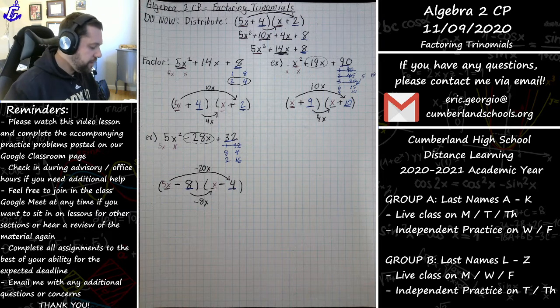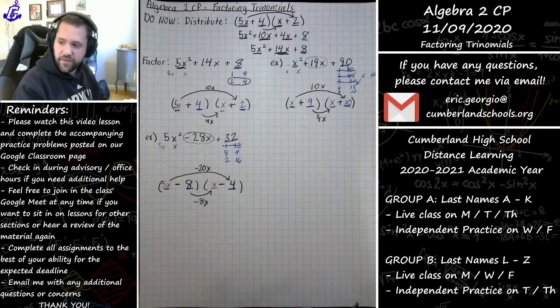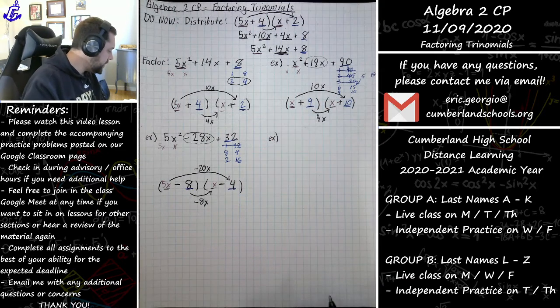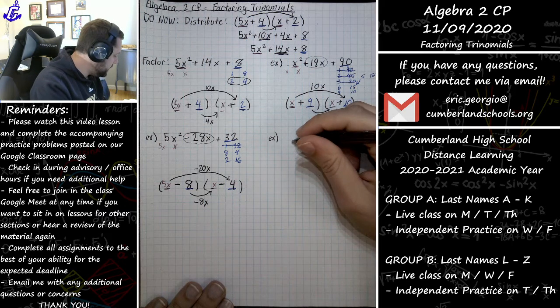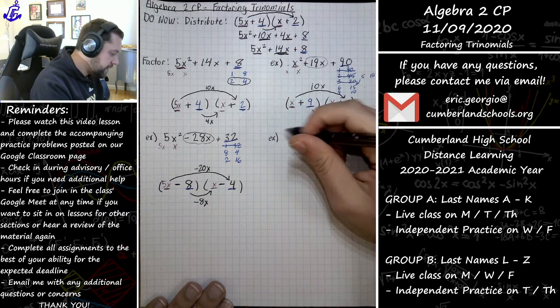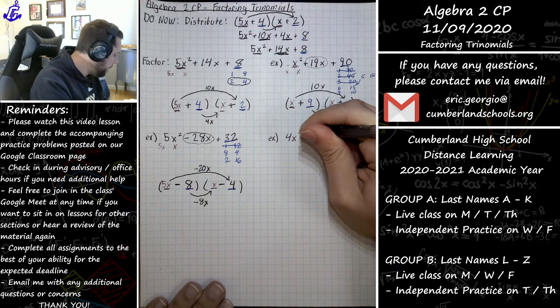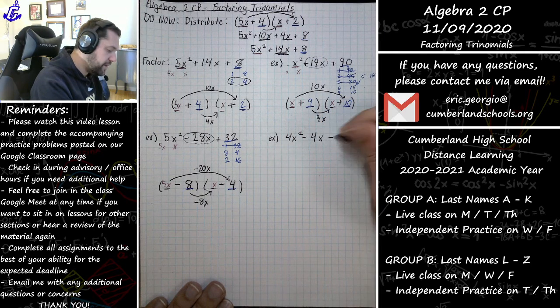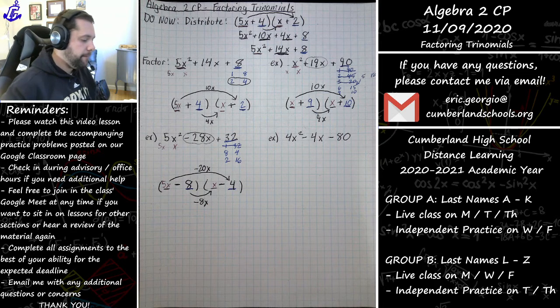Make sense, hopefully? Let's try some more. We'll do maybe 3 or 4 more. How about if I have, let's throw some negatives in there. 4x squared minus 4x minus 80. Okay.